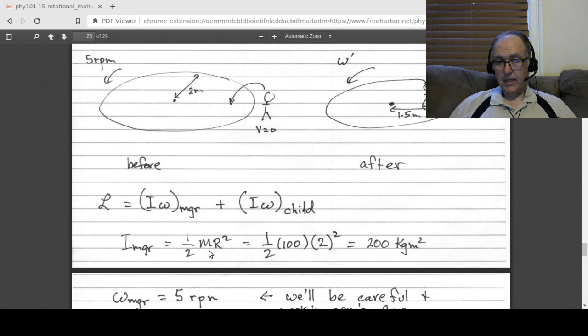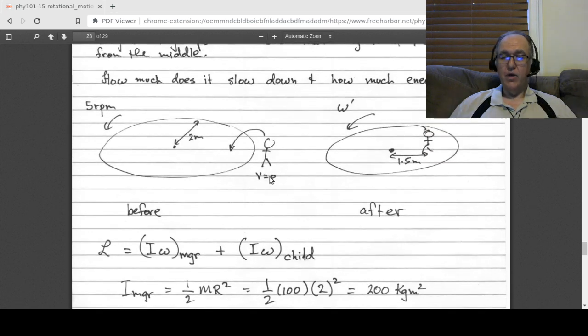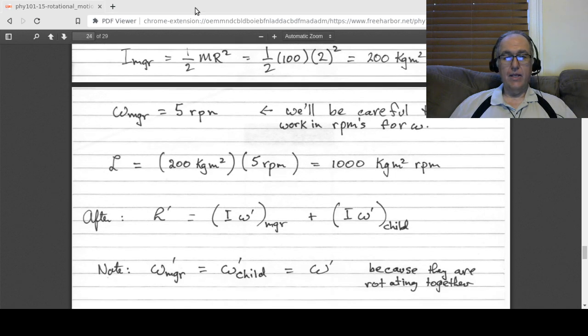The merry-go-round is a disc. Okay, and it has a mass of 100 kilograms and a radius of 2 meters, so it has a total moment of inertia of 200 kilogram meters squared. Okay, its initial angular velocity is 5 rpm, and we'll work in rpm again. The child has no contribution initially, because the child has no angular velocity initially. If the child has no velocity initially, standing on the side here, then the child has no angular velocity initially. All right, so all the angular momentum is due to the merry-go-round, and that turns out to be 1,000 kilogram meters squared rpm.